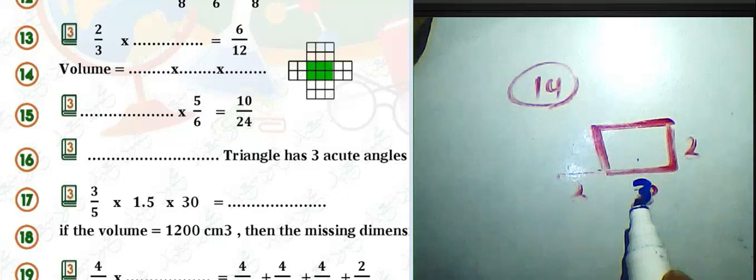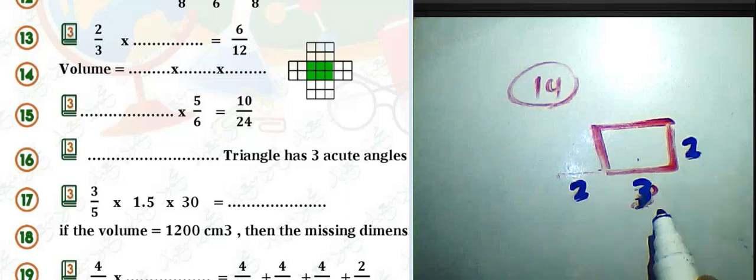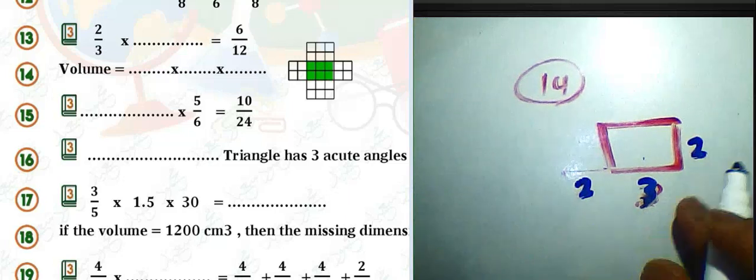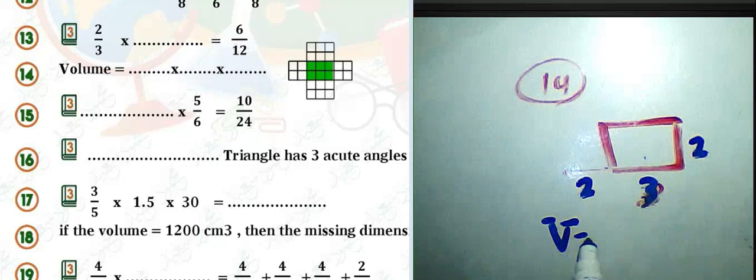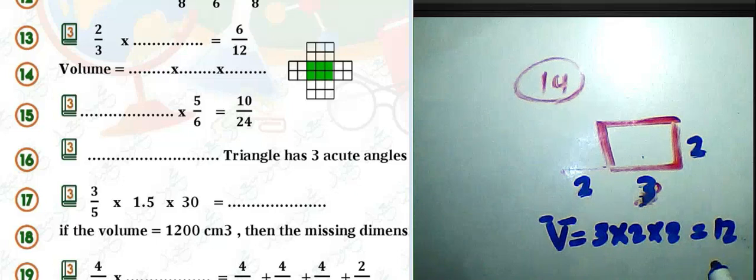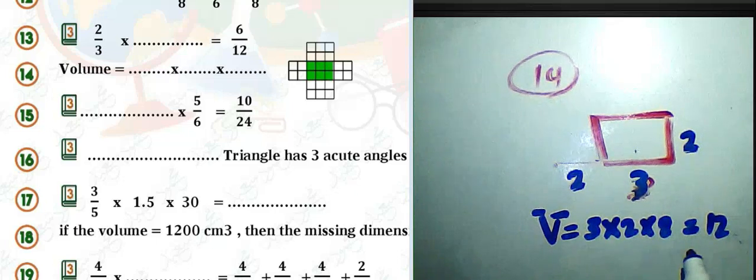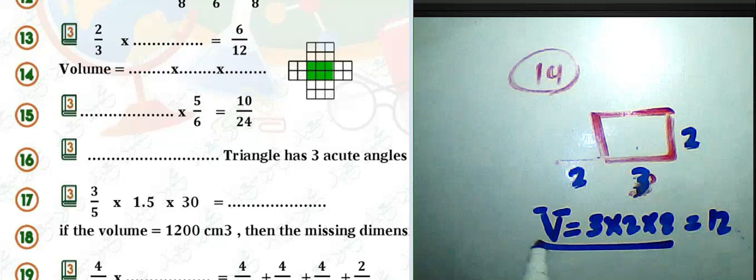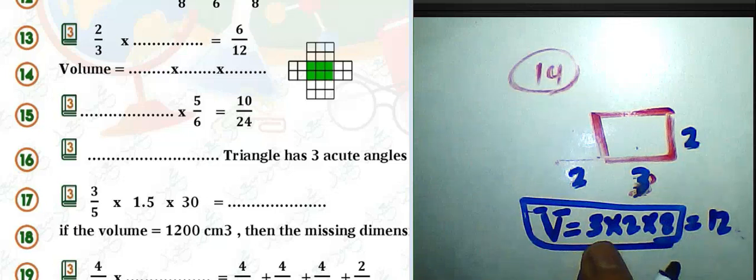So this side is 3 units and 2 units. The volume is length times width times the height. 3 multiplied by 2 multiplied by 2 equals 12 square units. Or if he asked about the step, what? Write 3 times 2 times 2. Okay, look here. We have 3 in the base, 3 height here, length 3, width 2, and height 2.